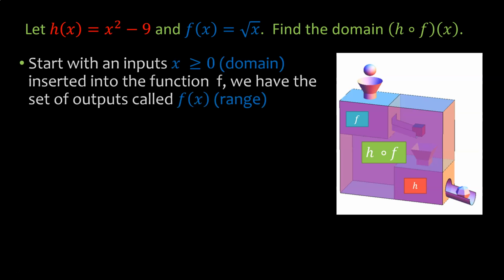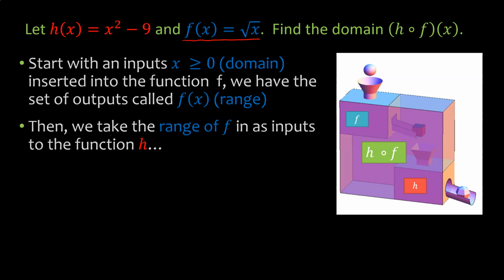First, we will start with an input x, and the input x will be inserted into the function f of x. So we have to pay attention to the domain of f of x. We are going to get a set of outputs, f of x, which is the range of f of x. And we're going to take that range and insert it as input to the function h. That is how composite functions work.